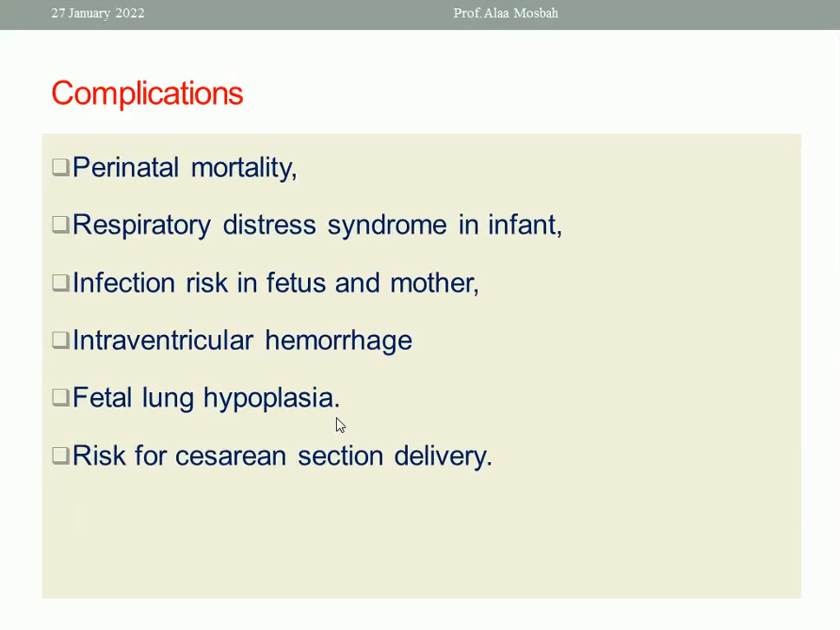What are the complications of PROM? Perinatal mortality, yes. Respiratory distress syndrome in the infant. Infection like chorioamnionitis, which is very risky and can be complicated by septicemia and even cause mortality. So it's something important as regards the mother and the fetus, hazardous for both. Intraventricular hemorrhage for the baby, fetal lung hypoplasia, and the risk of cesarean section delivery due to PROM.